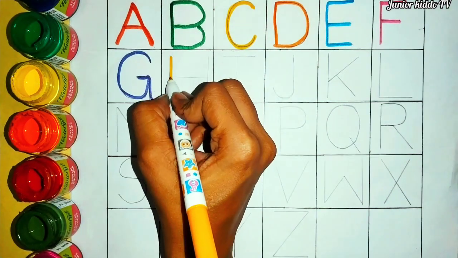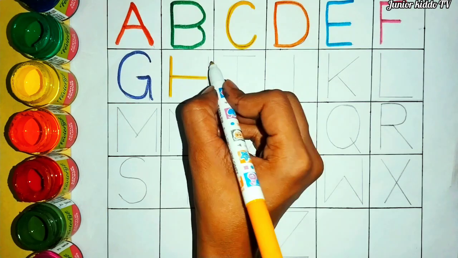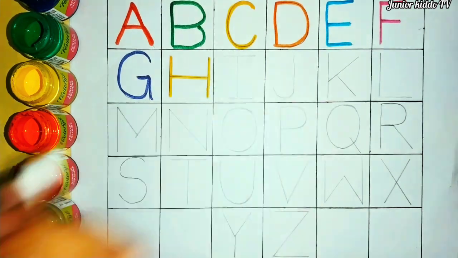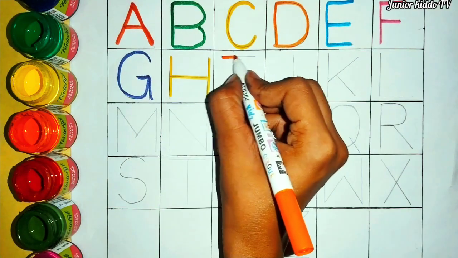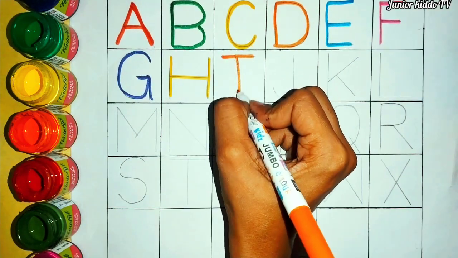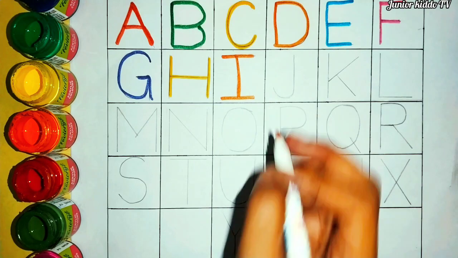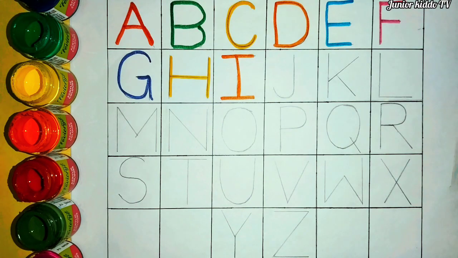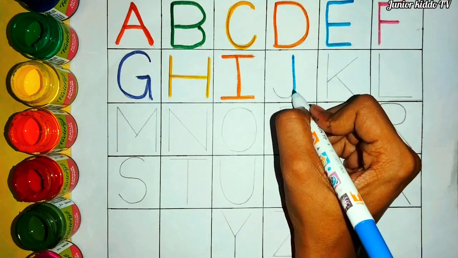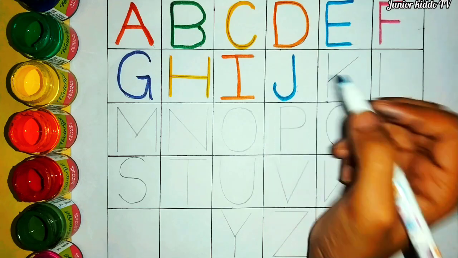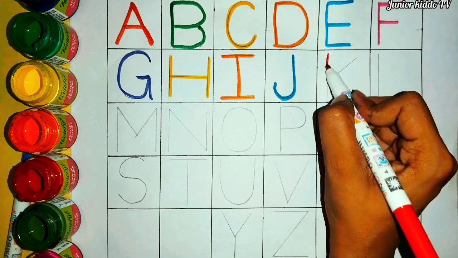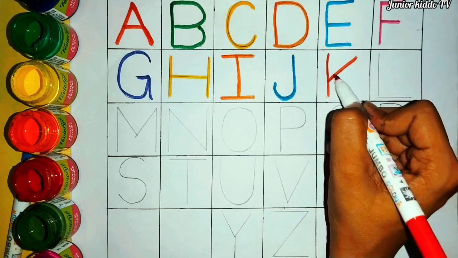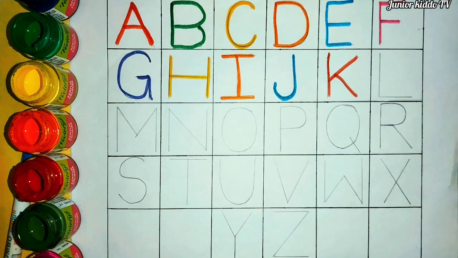Yellow color. H. H for horse. Orange color. I. I for ice cream. Blue color. J. J for joker. Red color. K. K for kite.